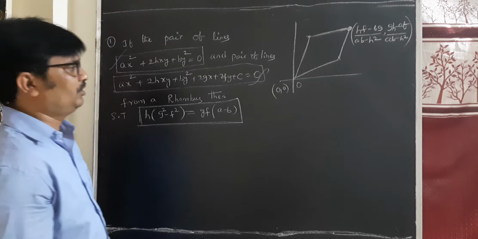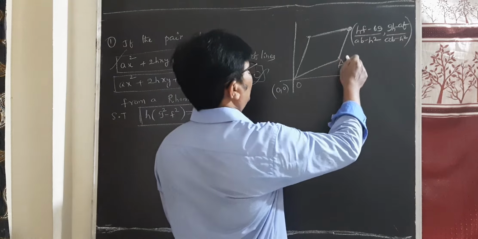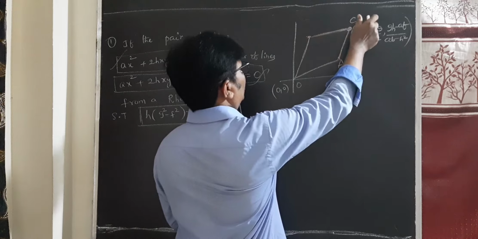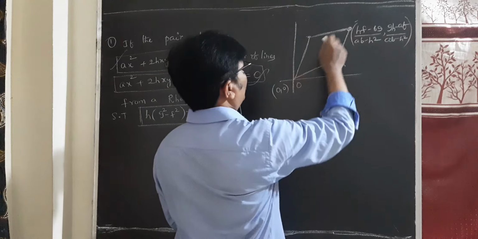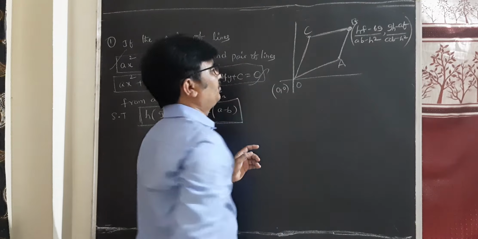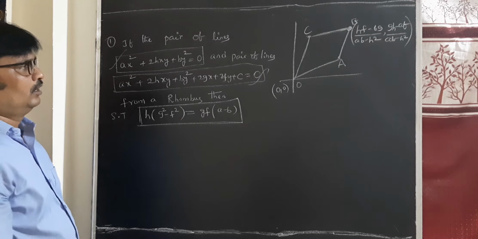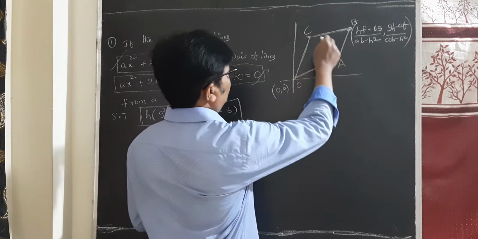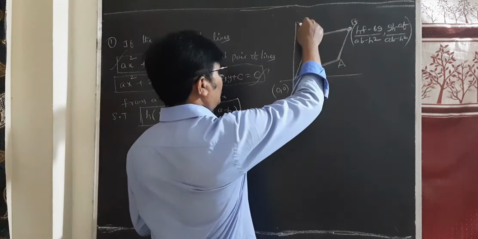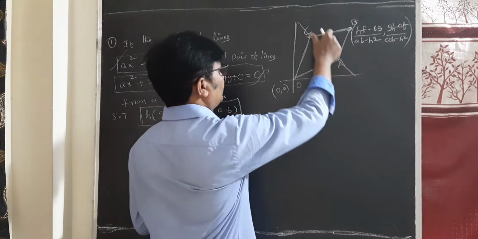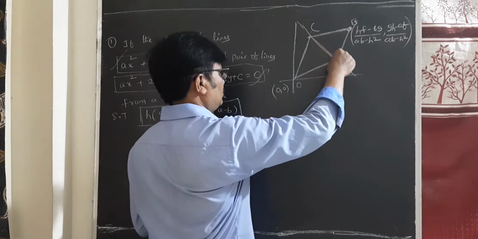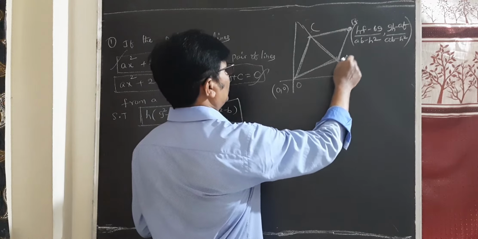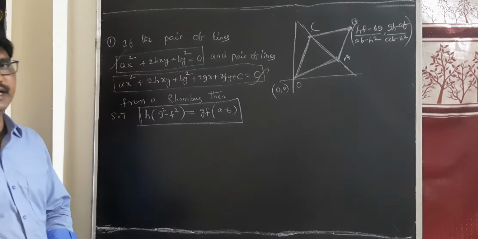Dear students, we are taking the rhombus O, A, B, C. What we observe is that these are one pair of lines and this is another pair. Both pairs intersect at A and C.